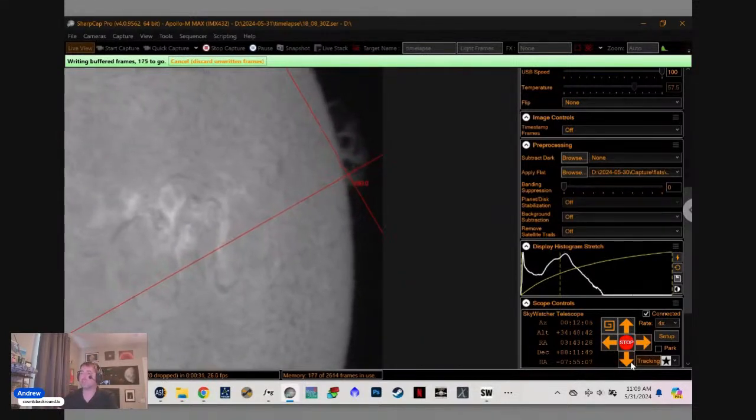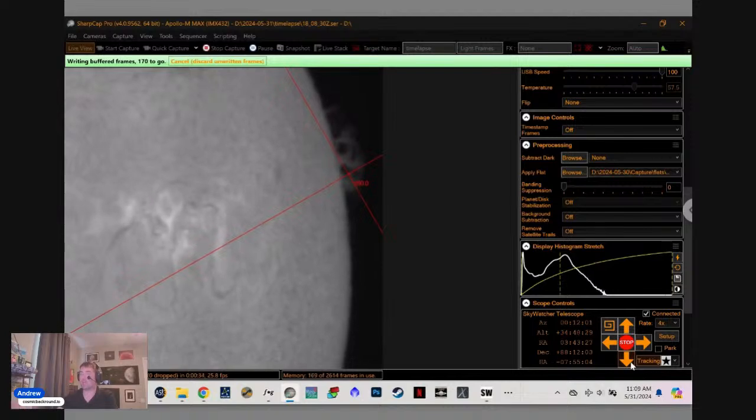And then, of course, you need a good camera for this. I use the Player One Apollo M Max. That's what I'm using right now. Another good one for this is the ASI 174mm, but it's a little bit out of date now. That's what I used to use. I recently changed to the Apollo M Max. It works a little bit better.